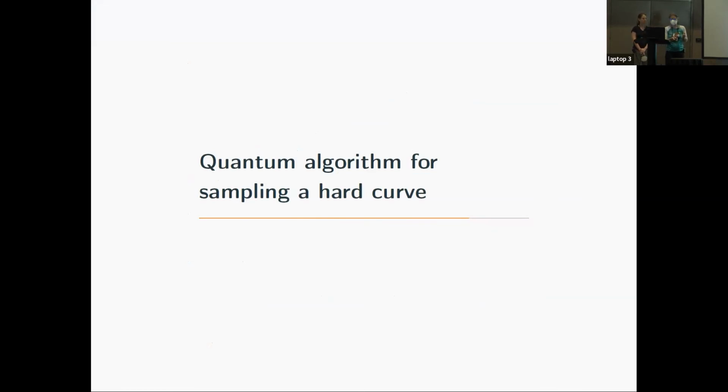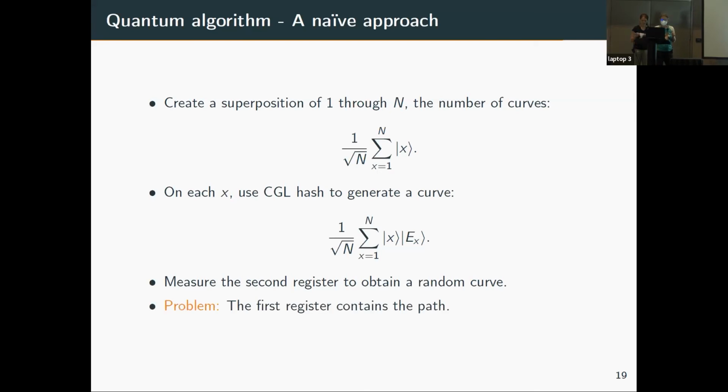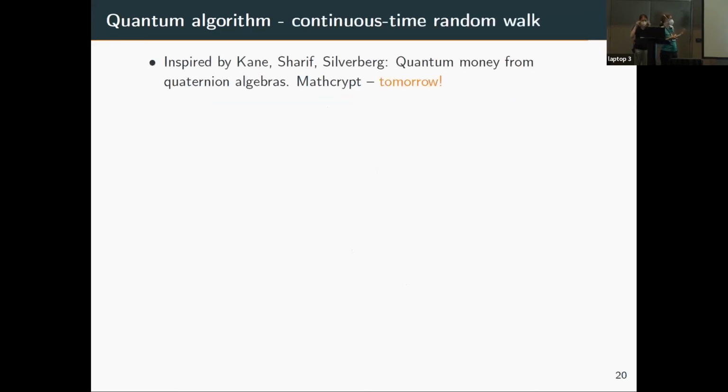One possibility is to look for a quantum algorithm. Maybe I'll skip this slide and say that this approach was inspired by Kane, Sharif, and Silverberg, who are speaking tomorrow in Math Crypt, so I hope you'll come and learn about quantum money from quaternion algebras. The idea is to take a look at the CGL hash function, which was a random walk in the graph, and instead try to do that on a quantum computer.